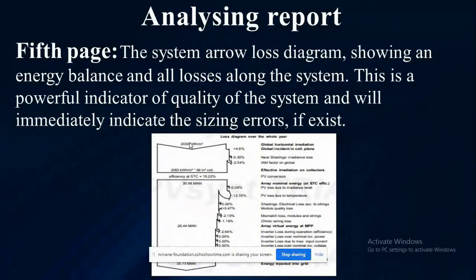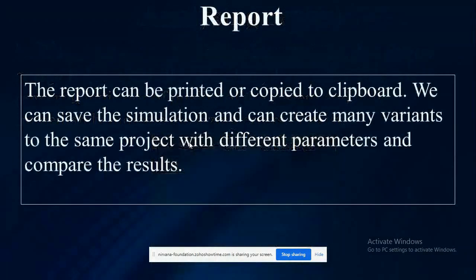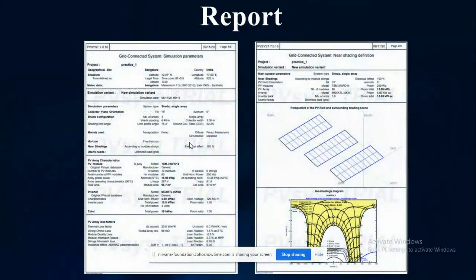And then the fifth page gives a system arrow loss diagram. This will indicate the quality of the system, and it will indicate the sizing errors if they exist. This report can also be printed or copied, and we can save the simulation, and we can create many variants, like changing the tilt, azimuth or pitch, and we can optimize these parameters for maximum output. And we can also compare the results. So here you can see the PVsyst report.